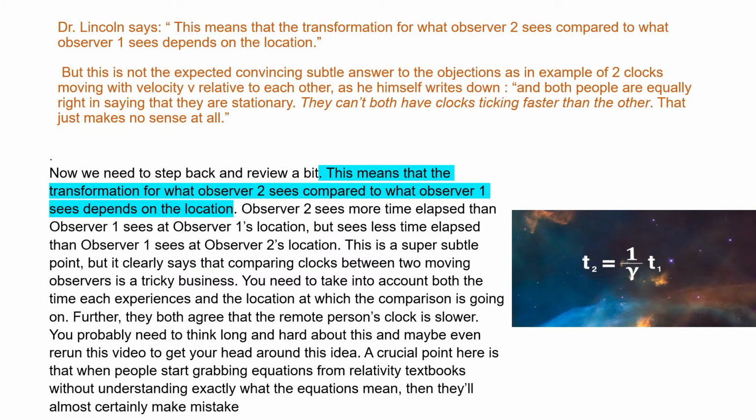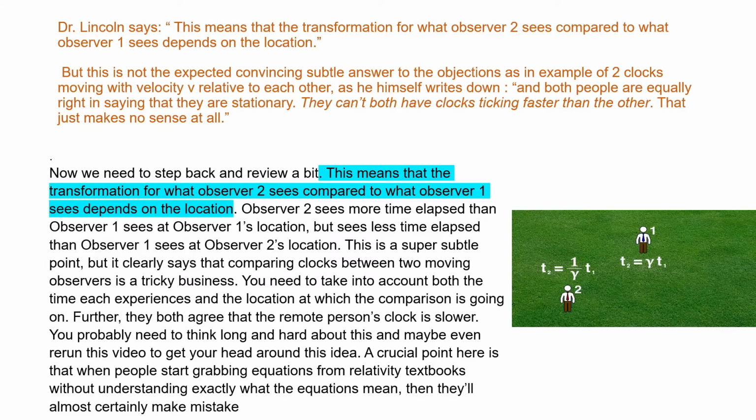Now we need to step back and review a bit. This means that the transformation for what observer 2 sees compared to what observer 1 sees depends on the location. Observer 2 sees more time elapsed than observer 1 sees at observer 1's location, but sees less time elapsed than observer 1 sees at observer 2's location.